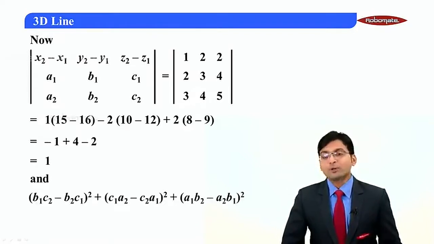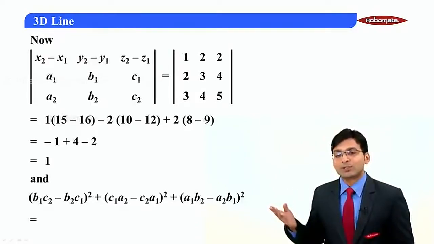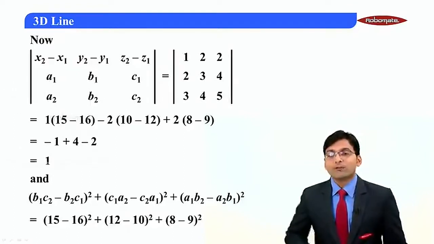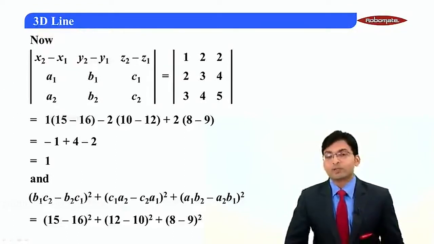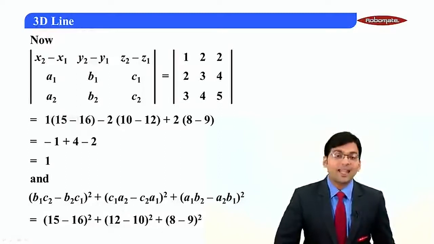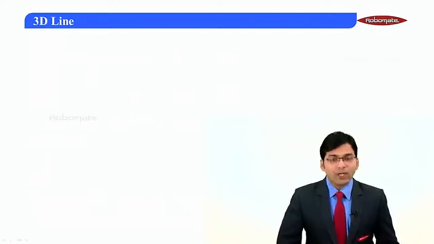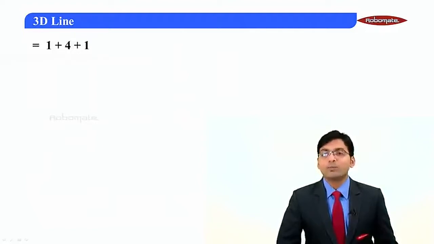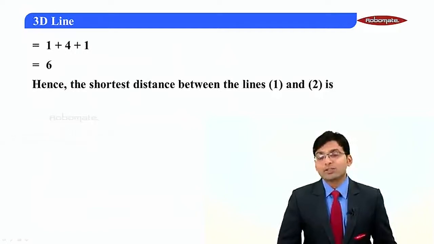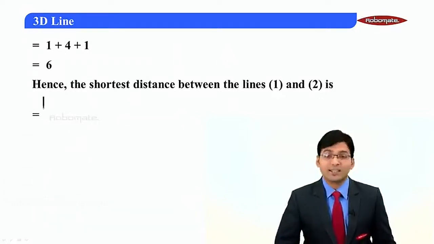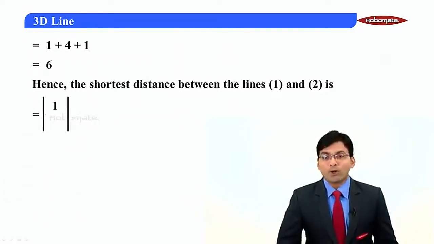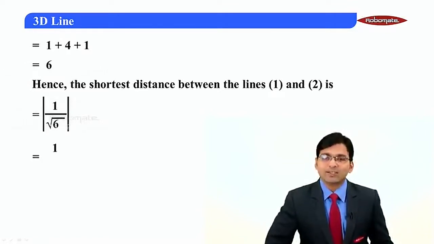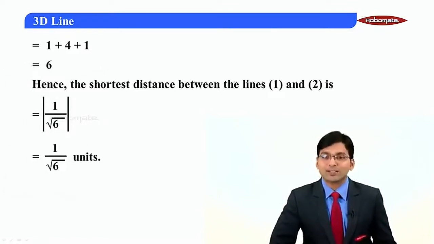Alright, and now the denominator part is this students. When we put the values here, we get (15 minus 16) the whole square plus (12 minus 10) the whole square plus (8 minus 9) the whole square. Now if we simplify this further, we get 1 plus 4 plus 1, that is 6. Now the shortest distance between the given lines 1 and 2 will be mod of numerator, which is 1, and denominator is square root of 6. Alright, so here we get the shortest distance as 1 upon root 6 units.